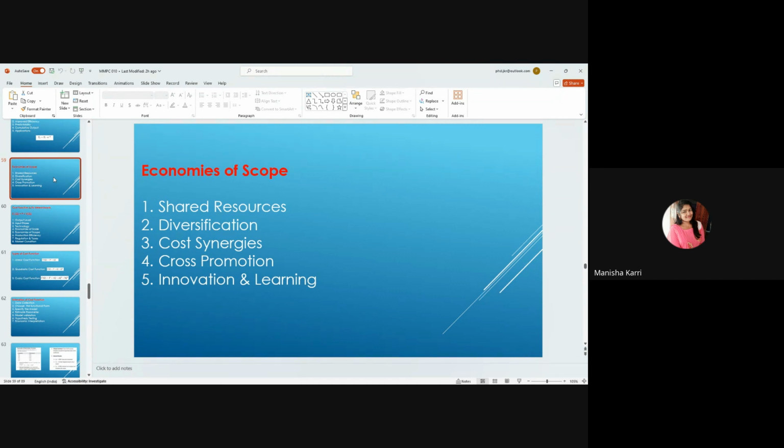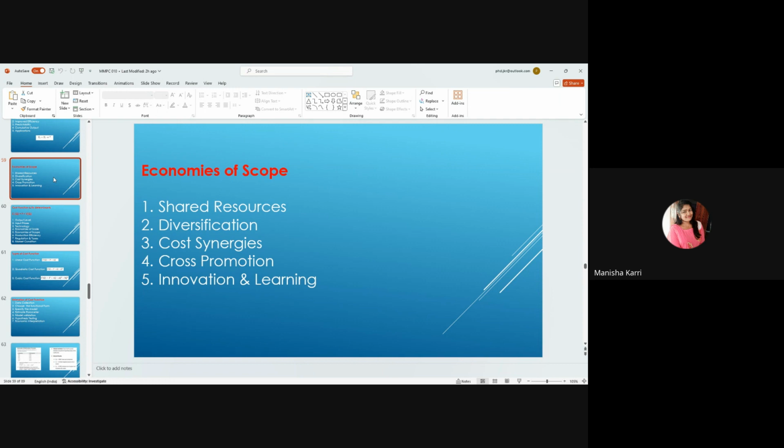We can take examples of these economies of scope like manufacturing, technology, and retail. Manufacturing, for example: an automobile manufacturer producing cars, trucks, or motorcycles can share research and development, production facilities, and supply chains. This is manufacturing. Coming to technology, take a tech company offering both hardware and software, like computers and non-computers, and it can use its expertise and infrastructure across both product lines. This is nothing but technology.